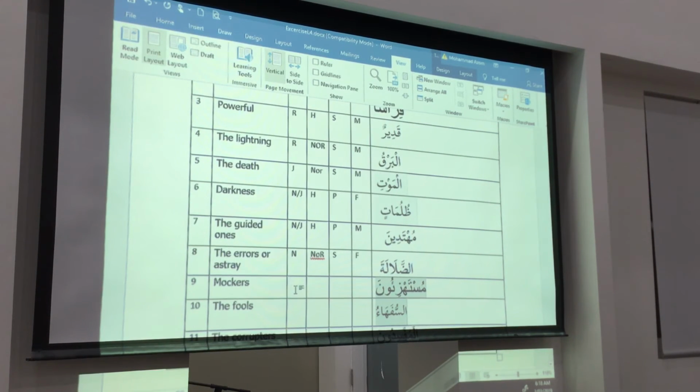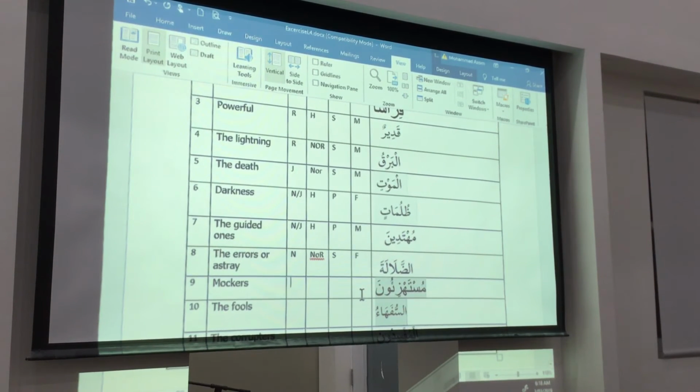Number 9 is the easy one again. Mustahzi'una. So which one is it in the chart? Nasab or jar? No, it's Rafa. Una is the first one, like Muslimuna. So it is Rafa, and also heavy. Also it is plural, and also masculine.